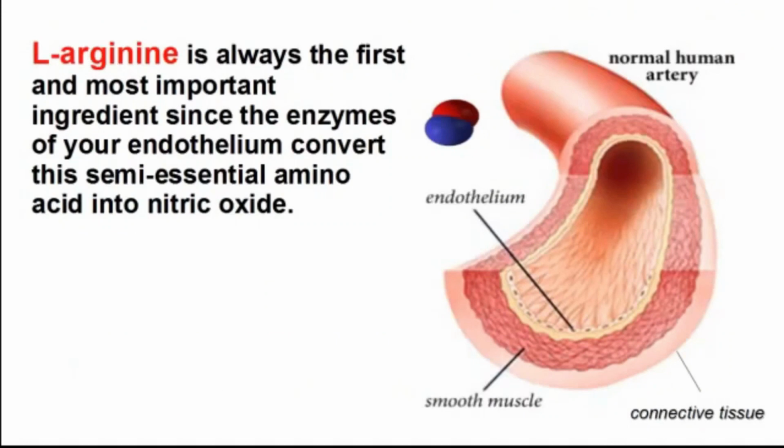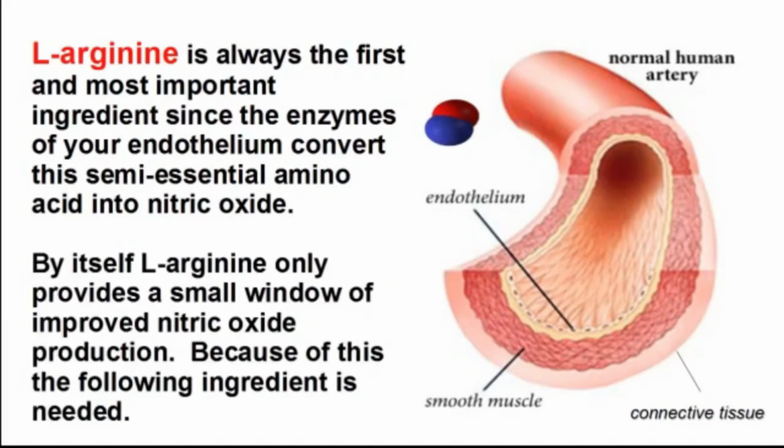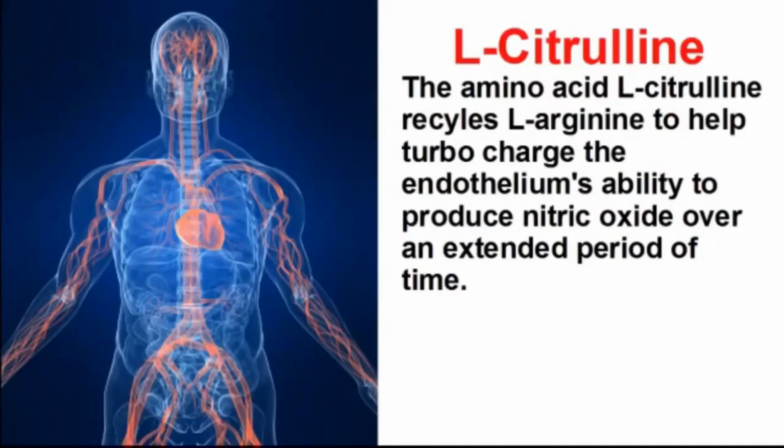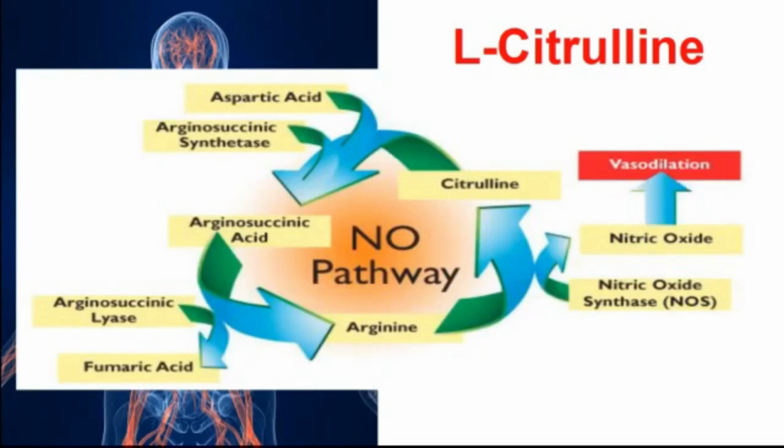L-arginine is always the first and most important ingredient, since the enzymes of your endothelium convert this semi-essential amino acid into nitric oxide. By itself, L-arginine only provides a small window of improved nitric oxide production. Because of this, the following ingredient is needed. The amino acid L-citrulline recycles L-arginine to help turbocharge the endothelium's ability to produce nitric oxide over an extended period of time. Here's the metabolic pathway, and as you can see by the red circle, L-citrulline is key to keeping this nitric oxide production going.